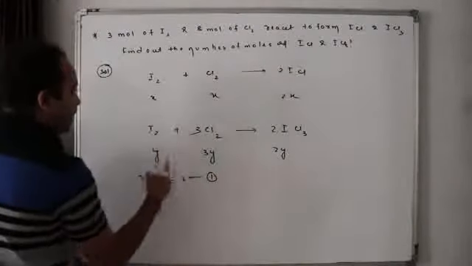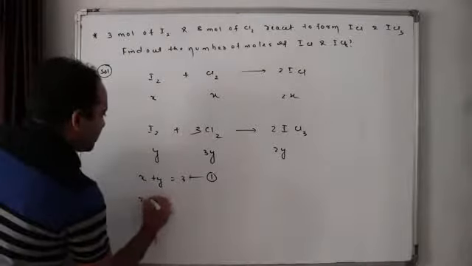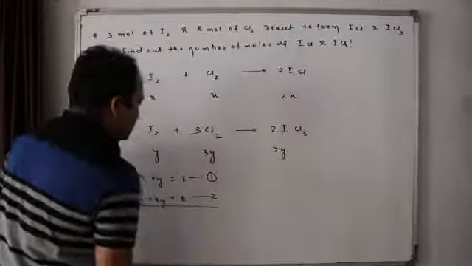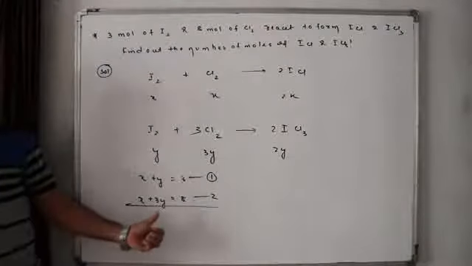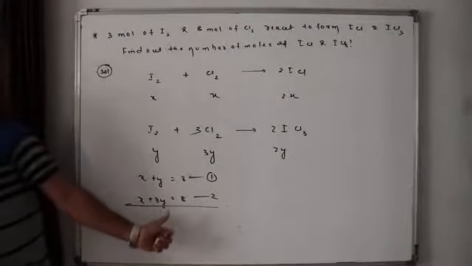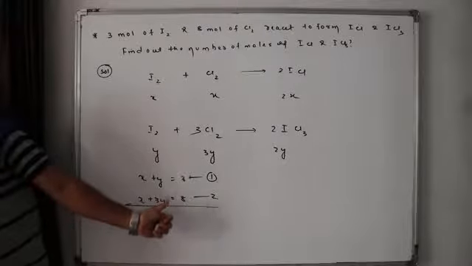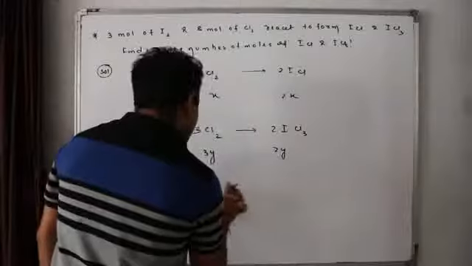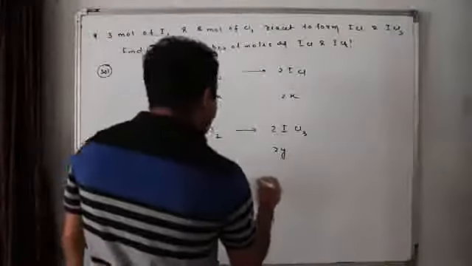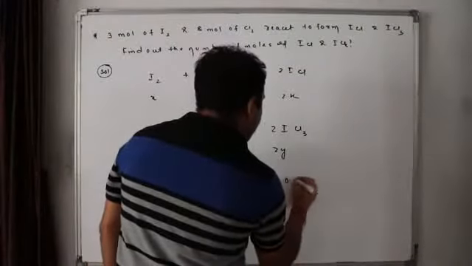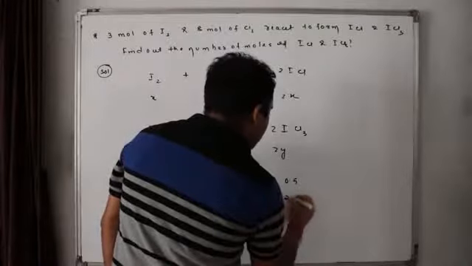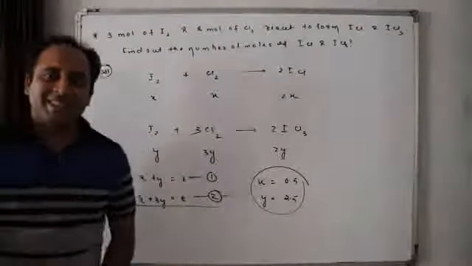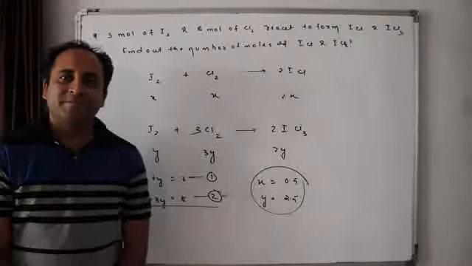Equation 1. And 8 moles of chlorine, X plus 3Y is equal to 8. Can you solve this for me? X plus Y is equal to 3. X plus 3Y is equal to 8. If I solve this equation, how much will we get? X is equal to 0.5 and Y is equal to 2.5. Solved. So easy questions, only maths. Need not worry about that.